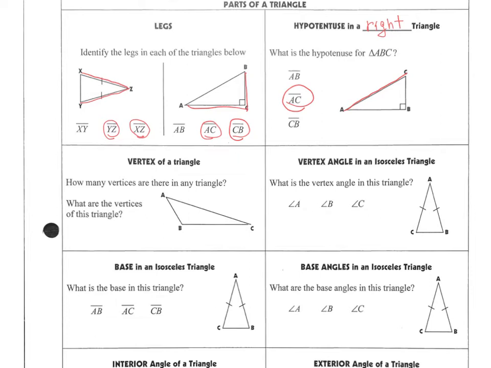What is the vertex of a triangle? How many vertices are there in a triangle? There are 3. And what are the vertices in this triangle? They are A, B, and C.